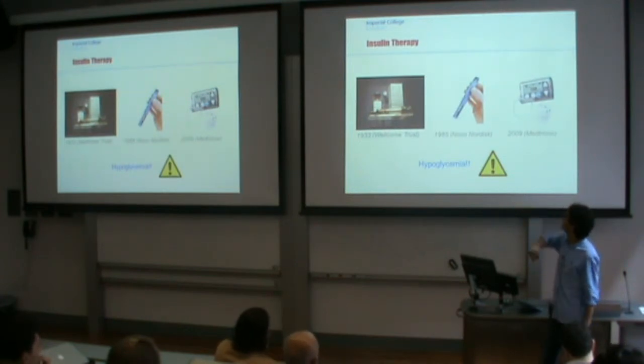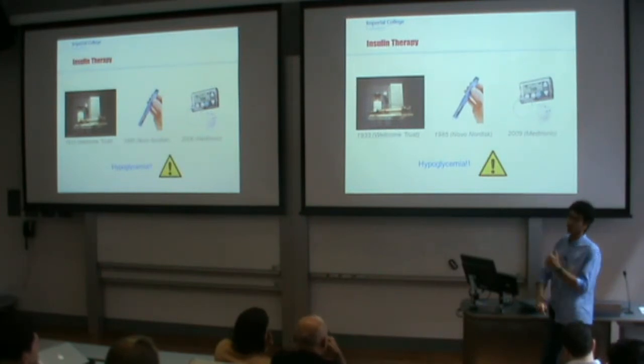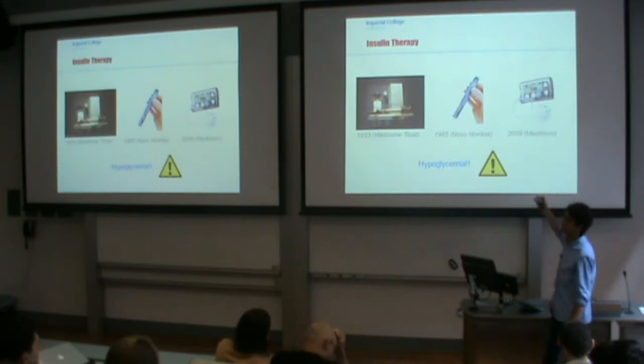We see the first intravenous injections in 1933. Then in 1980, we got insulin pens, like subcutaneous insulin delivery. And nowadays we have these cool devices, the insulin pumps, that continuously deliver insulin.